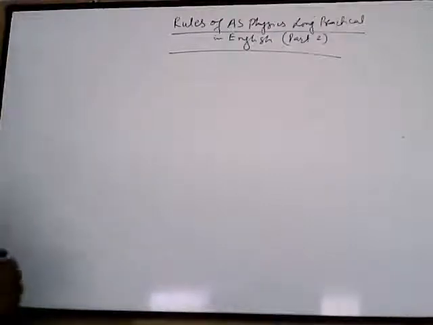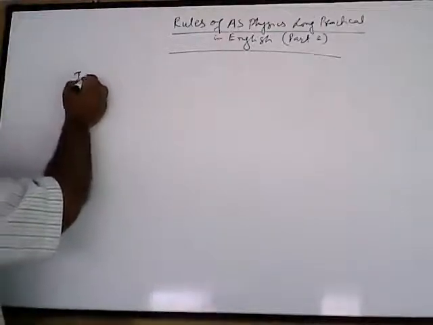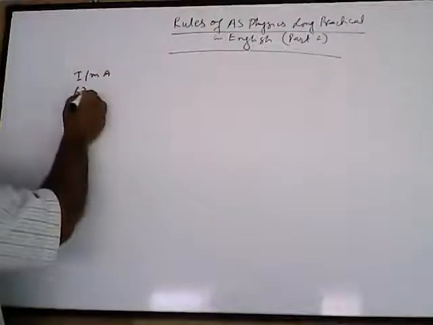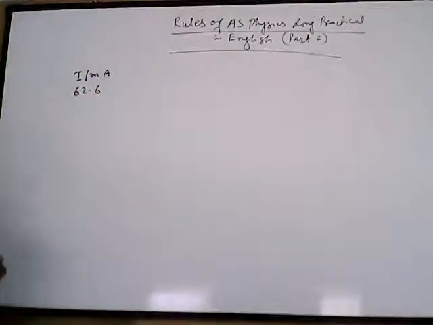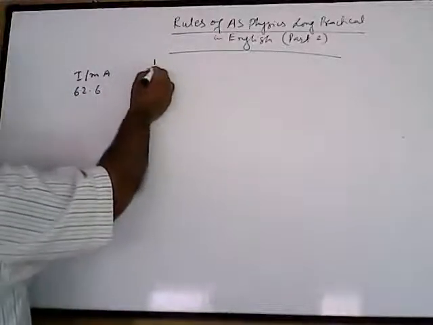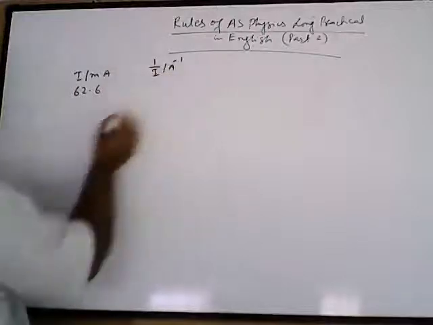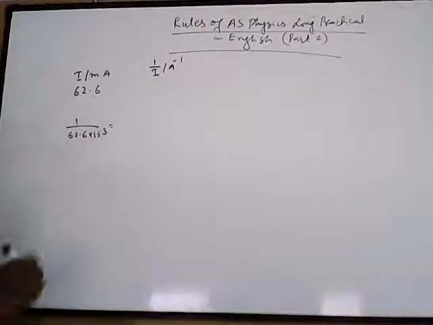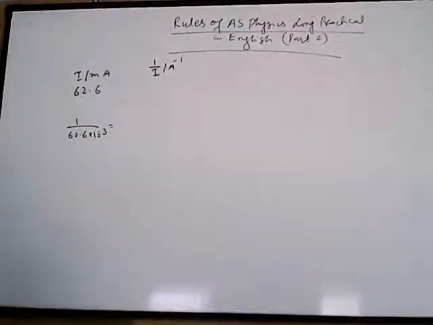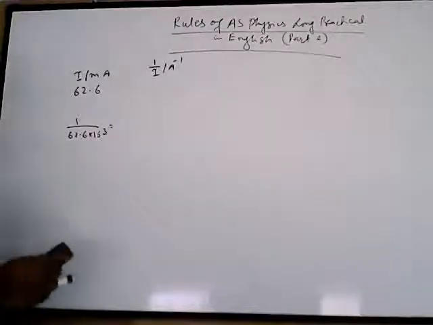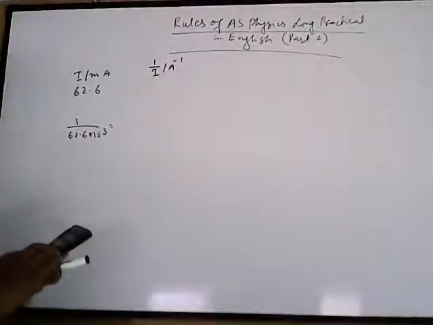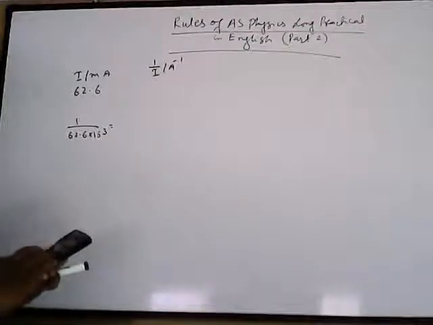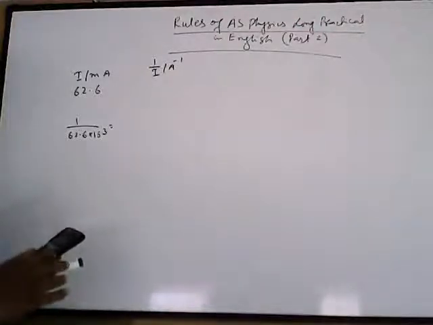Suppose I am just doing an example. Suppose I in milliamperes is 62.6 in 1 decimal place. The instrument was accurate. Then I will calculate 1 upon I in amperes like this. I will write 1 upon 62.6 into 10 power minus 3 and use the calculator: 1 divided by 62.6 exponential minus 3.